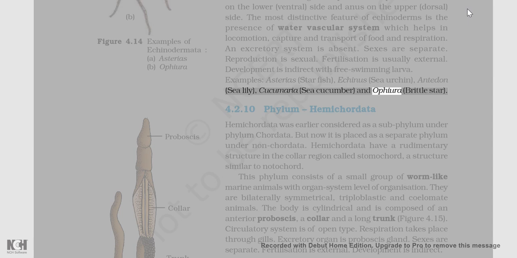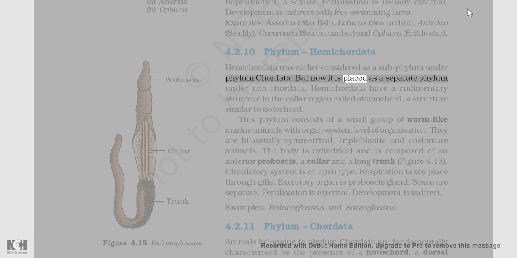4.2.10 Phylum Hemichordata. Hemichordata was earlier considered as a subphylum under phylum Chordata, but now it is placed as a separate phylum under non-chordata. Hemichordata have a rudimentary structure in the collar region called stomochord, a structure similar to notochord. This phylum consists of a small group of worm-like marine animals with organ system level of organization. They are bilaterally symmetrical, triploblastic, and coelomate animals. The body is cylindrical and is composed of an anterior proboscis, a collar, and a long trunk, figure 4.15.